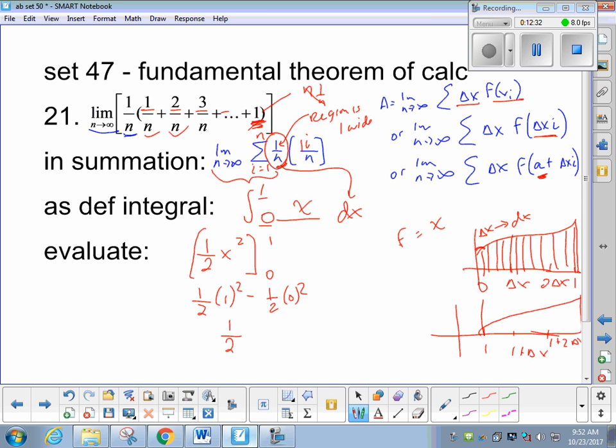Geometrically, what does that correspond to on the graph? The area of a triangle. Yeah? Wouldn't the area of that be 1/2? Because y equals x is linear. From 0 to 1, we get a triangle, base of 1 and height of 1. So that's a reasonable answer.